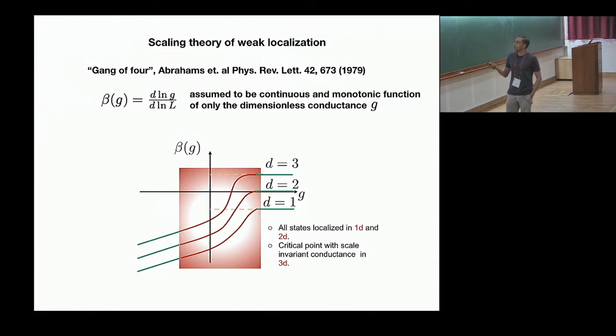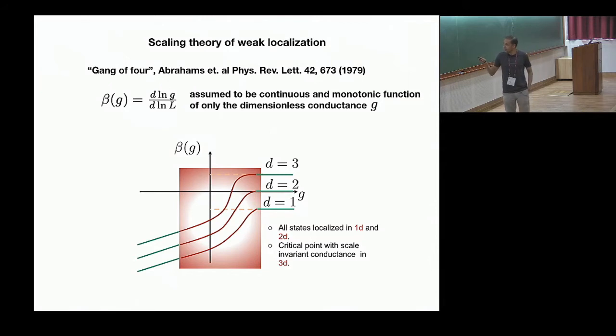So if you happen to be on one side of this, let's say on the higher side, and you go to larger and larger system sizes, your conductance is going to flow to the ohmic value, because the beta function is positive. On the other side, because you have a beta function which is negative, if you start from some value of G and then increase the system size, go to larger and larger system sizes, then you're going to flow towards the localized side. And so you have a metal insulator transition.